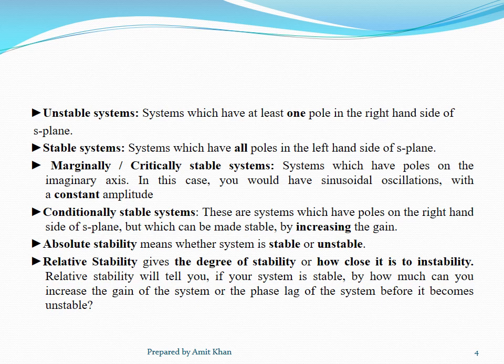And what is a conditionally stable system? These are the systems which have poles on the right hand side of the S-plane, but which can be made stable by increasing the gain. Now what is absolute stability? Absolute stability means whether the system is stable or unstable. And what is relative stability? Relative stability gives the degree of stability or how close it is to instability.